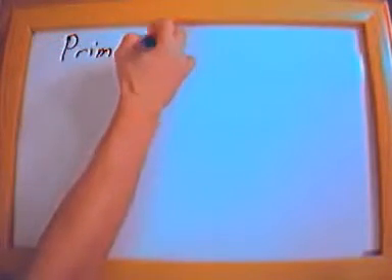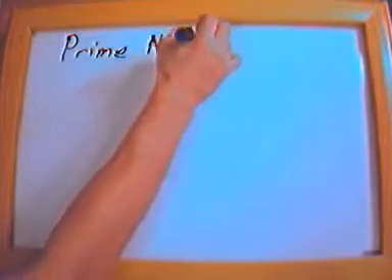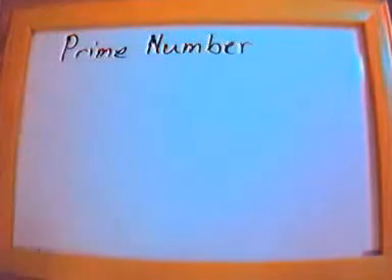Next, we want to talk about something called a prime number. You're not going to use this stuff right away, but I just want to go over everything. A prime number is a number greater than 0, actually greater than 1, that can only be divisible by itself and 1. So let's take a few examples.